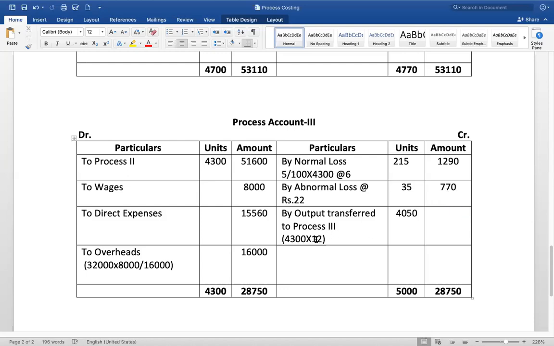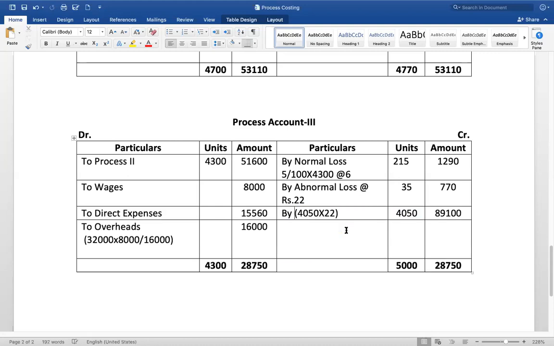So this is at 22. Also it is not 4,300, it is 4,050. 4,050 into process cost per unit 22 gives you 89,100. This is the output transferred to finished product.